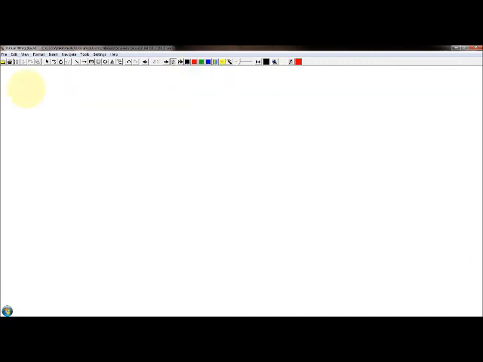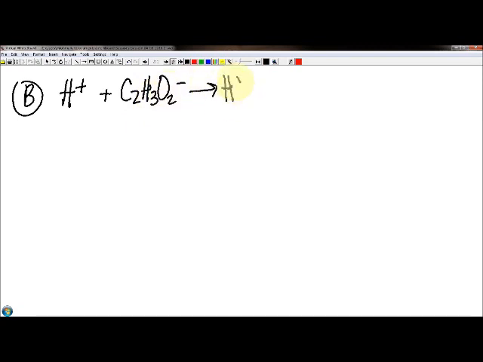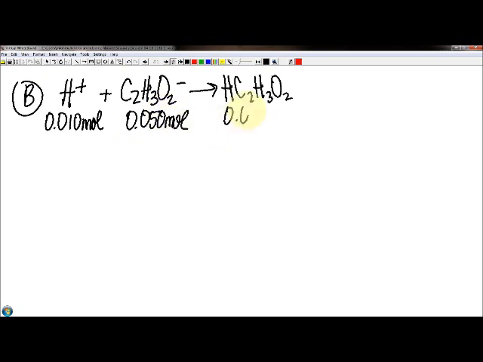Let's do this for B now. For B, we're still going to have our hydrogen being used up, but we're going to use the other concentrations now. We'll have our same equation where we're using up the protons and making acid. This time we'll still have the 0.010 mole for the H+, but our concentration of the sodium acetate is 0.05 molar. We're just going to say that that's moles because it's all in 1 liter. And the same for the acid.